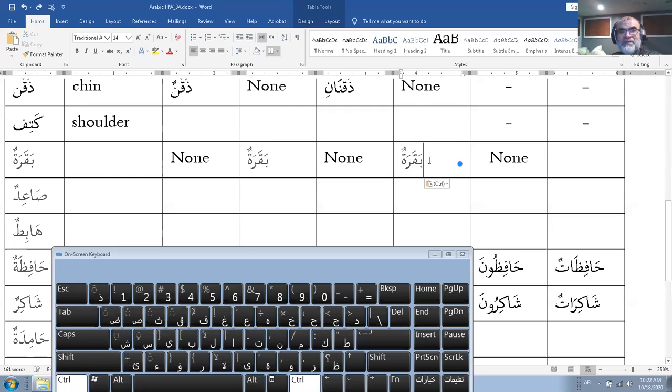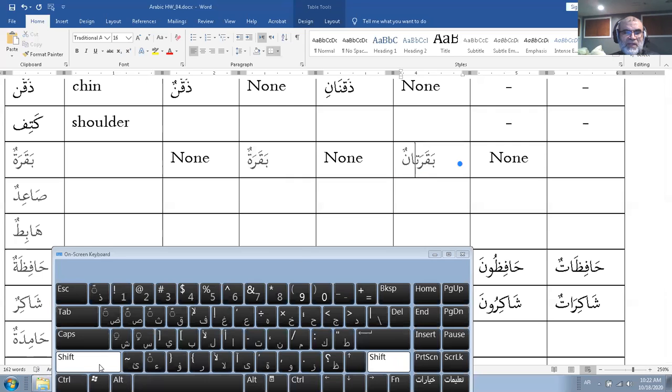Again, a mistake that shouldn't be made is adding alif noon like this. No. The ta' marbuta cannot exist except at the end. So you convert it into ta' maftuha like that. Baqarat, and there is no tanween at all in the dual form. So you take away the tanween and you do baqaratani.